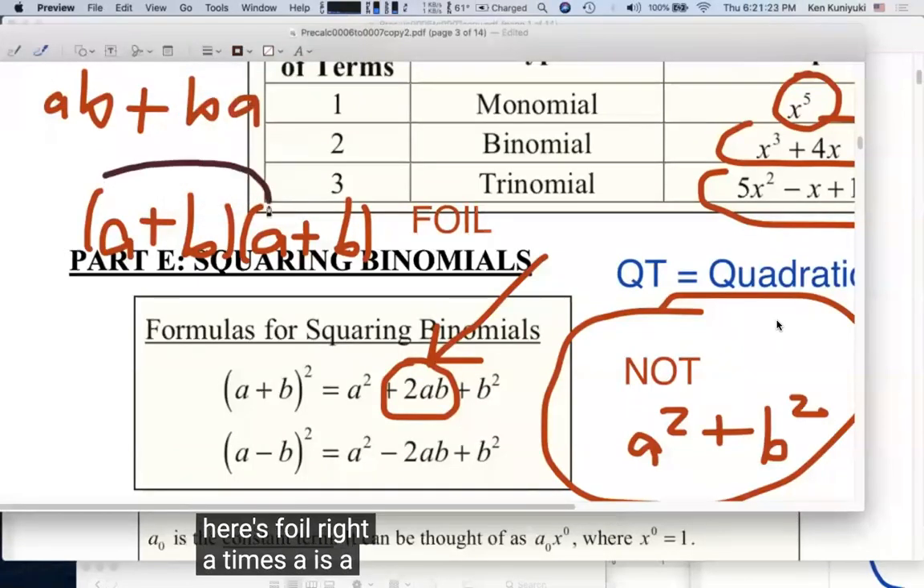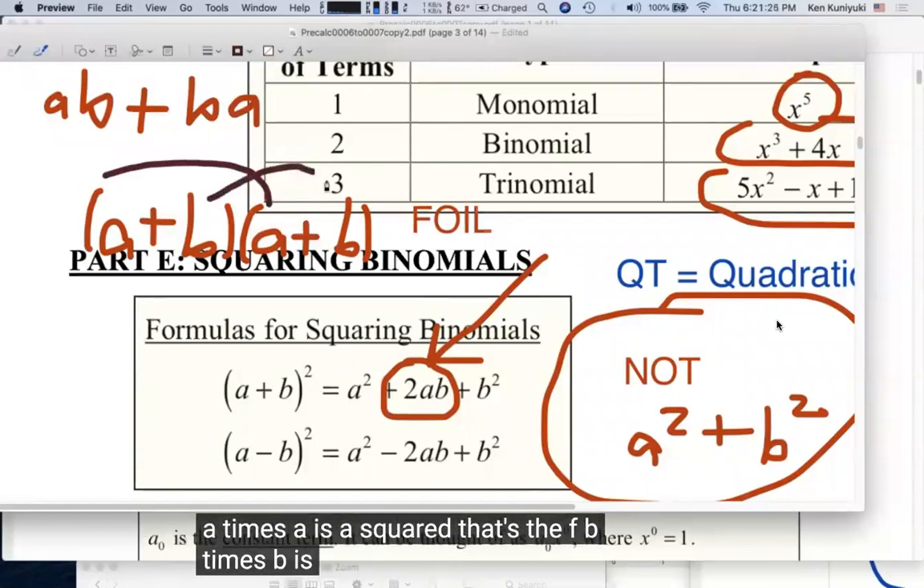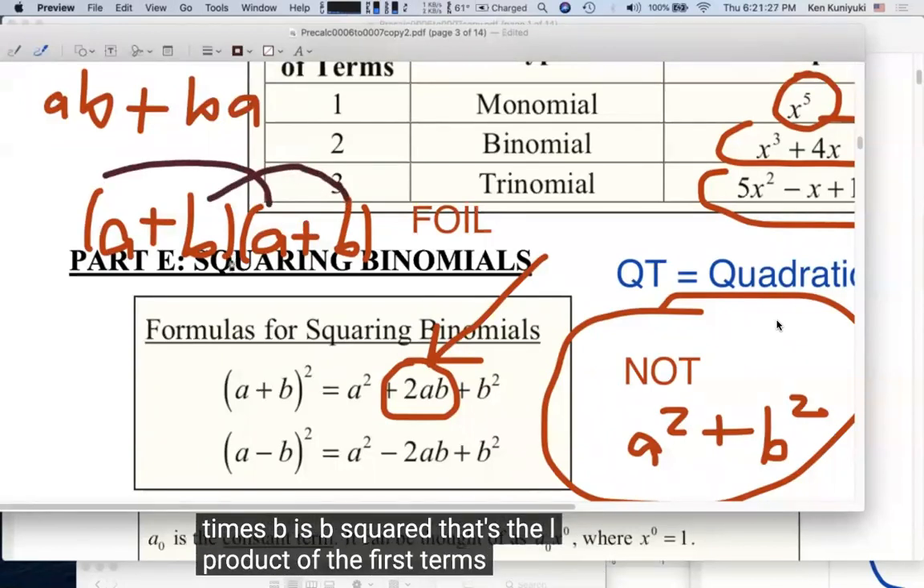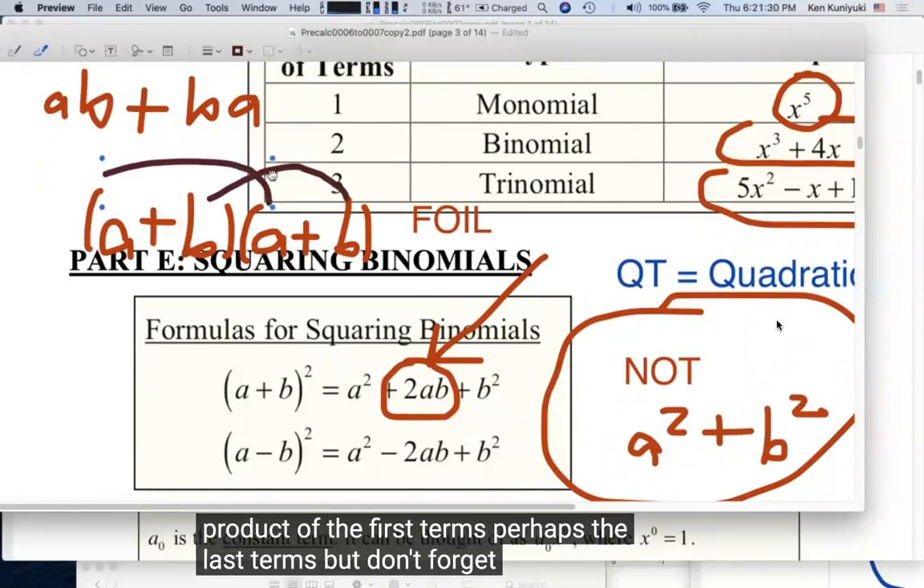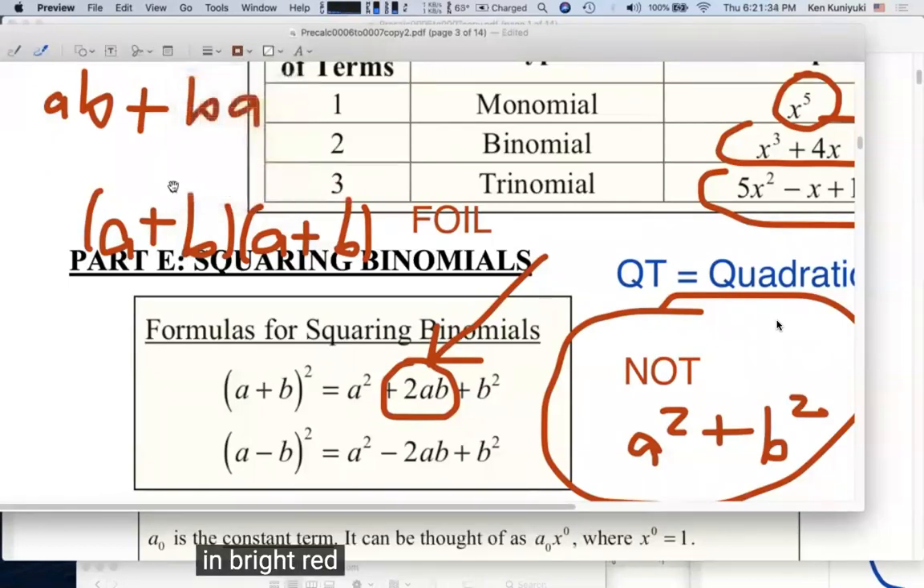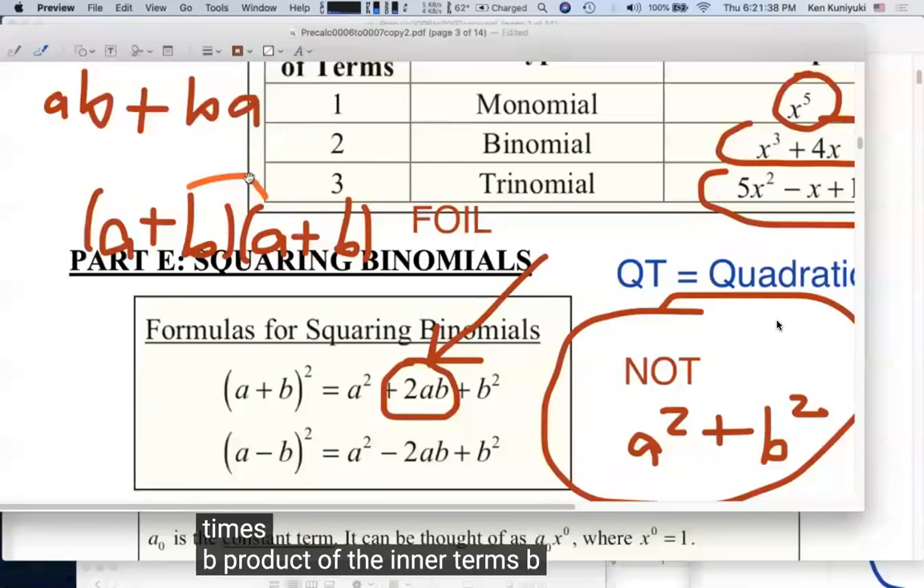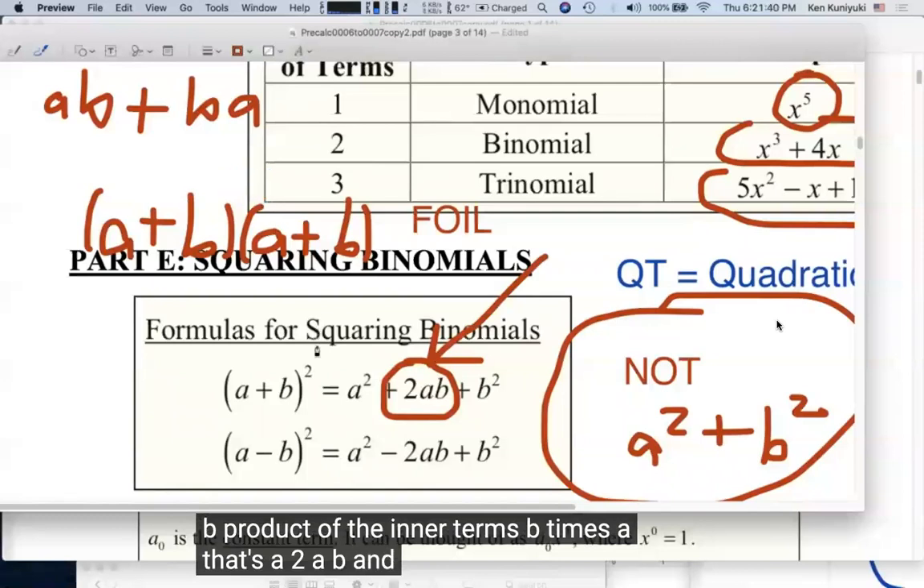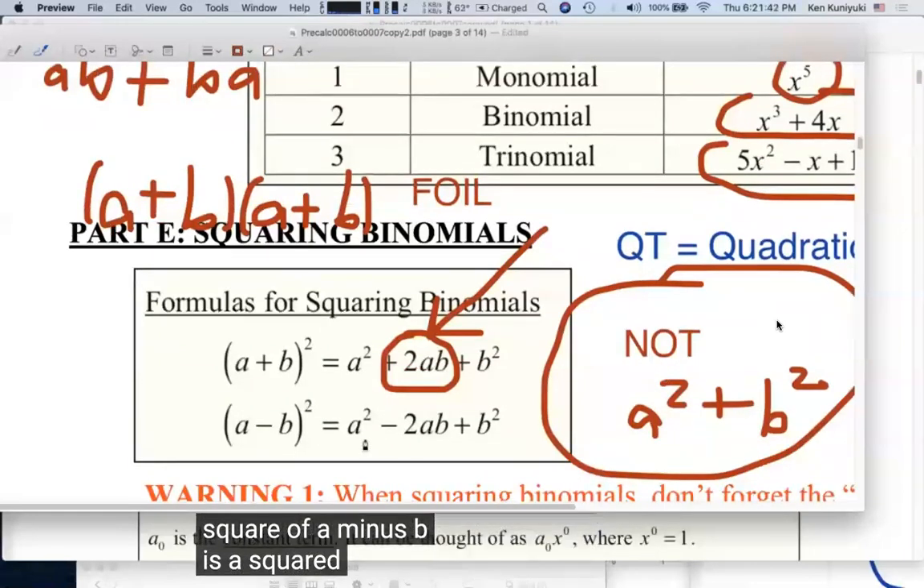A times a is a squared, that's the F. B times b is b squared, that's the L. Product of the first terms, product of the last terms. But don't forget, in bright red, the product of the outer terms, a times b, and the product of the inner terms, b times a. That's a 2ab. And then likewise, the square of a minus b is a squared minus 2ab plus b squared.